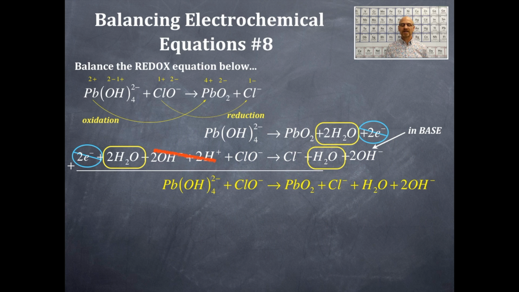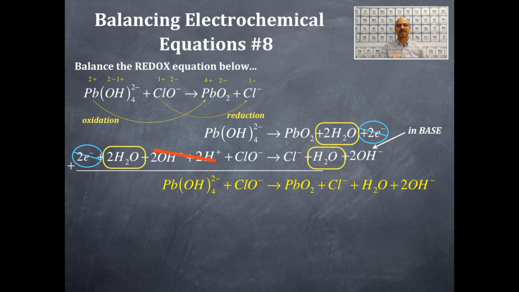As I drop things down, I'm going to have that complex ion of plumbite hydroxide with the 2- charge, that's PbOH4 2-, plus the ClO 1-, that's the hypochlorite ion, yields the plumbic oxide, that's the PbO2, plus the chloride ion, plus a water molecule and 2 hydroxides. Again, having those additional excess hydroxides on the reactant or product side lets us know that this is certainly in a basic solution. So you should be able to verify that this is balanced.